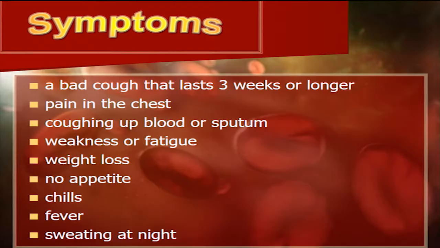Yearly testing doesn't actually prevent it. It just lets you know that you have it so you can start the cocktail before some bad things start to happen. A bad cough that lasts 3 weeks is a good symptom that you might have something. Pains in the chest, coughing up blood or sputum, weakness or fatigue, weight loss, no appetite, chills, fever, sweating at night. A lot of these things also are similar to the flu.